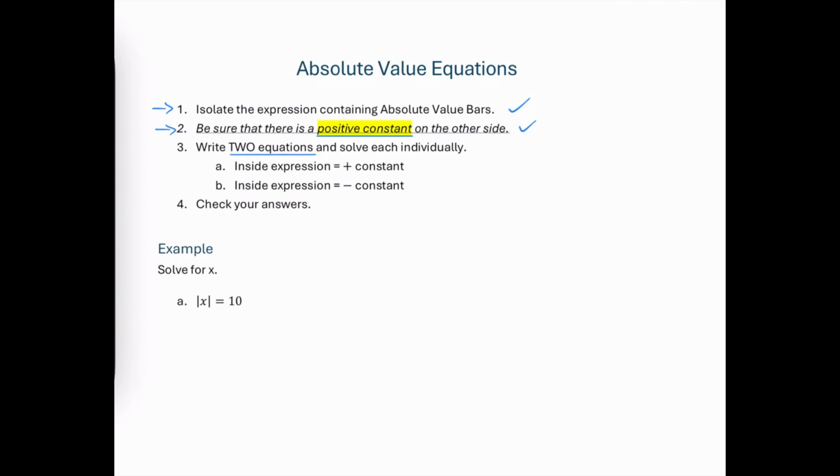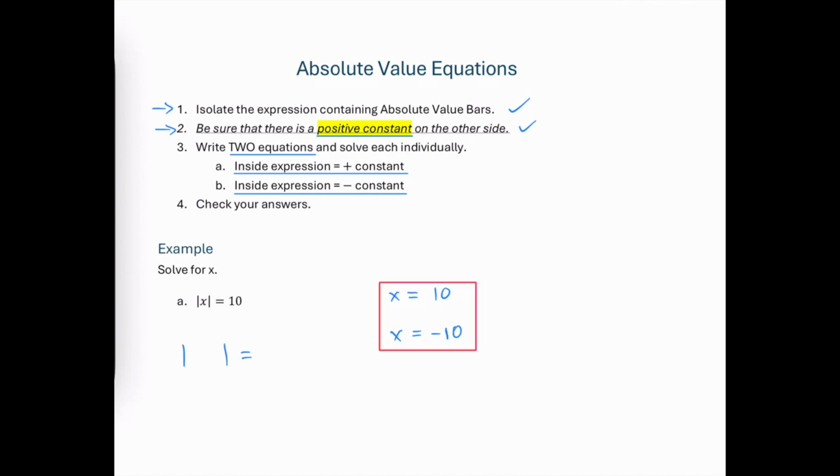We want to set what's inside the absolute values equal to the positive constant, and what's inside the absolute values equal to the negative constant. Basically what that means is that the quantity that's inside the absolute value bars could be equal to positive 10, or what's inside could be equal to negative 10. And in this first example, these would be our two solutions.